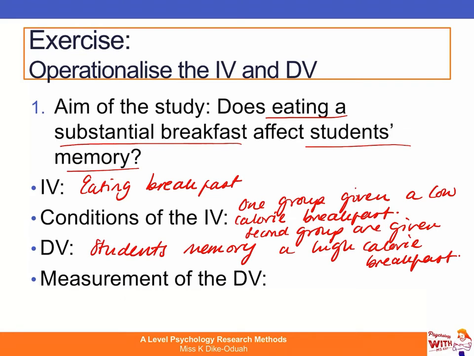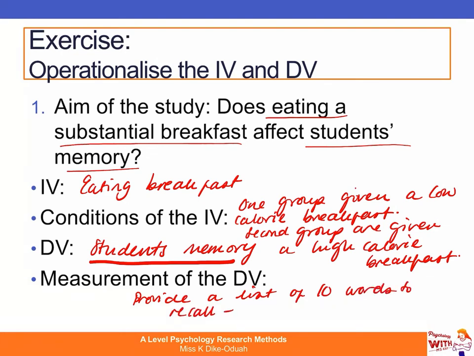And then for our dependent variable, which is students' memory, how do we intend to measure it? Well, we can stick with the example that I gave before, which is you give them a list of 10 words to recall. A list of 10 words. And you measure their recall accuracy out of 10. So they will receive a score out of 10. So I hope that makes sense.